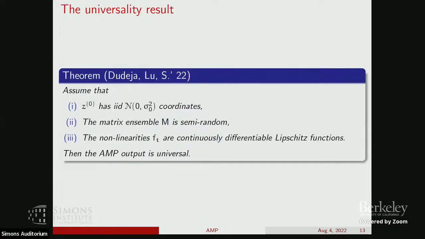So one of our main results that I hope to talk about today is that if your matrix ensemble M is semi-random, and if your non-linearities are smooth enough, and if you start from some IID initialization, then your outputs will be universal. What this is roughly saying is that for any two semi-random ensembles, you will basically get the same answer, provided these two ensembles have the same value of sigma psi squared.